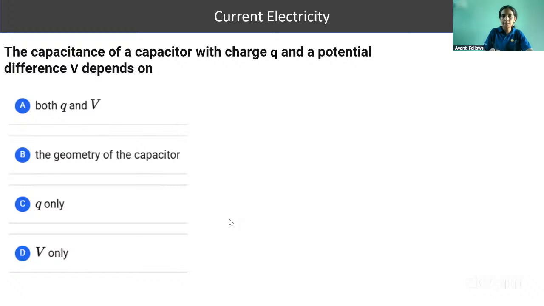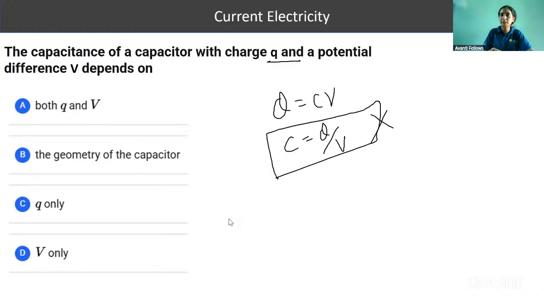The question asks: the capacitance of a capacitor with charge Q and potential difference V depends on what factors? No. How do you write capacitance? Q is equal to CV. If you are thinking C is equal to Q by V, so C will depend on Q and V, it's not the case actually. Why? Because we have already studied that capacitance depends on the geometry and the media. The capacitance formula you write is epsilon naught A by d, and for different structures, like in the class I have done it for cylindrical capacitors, but questions generally come from parallel plate capacitor. We have to focus on that.